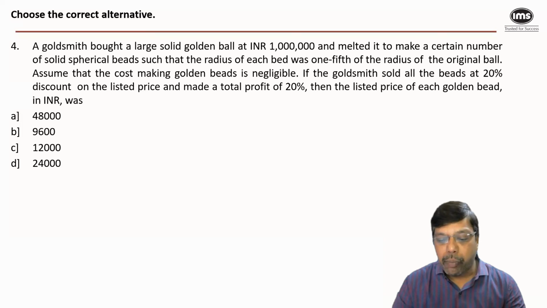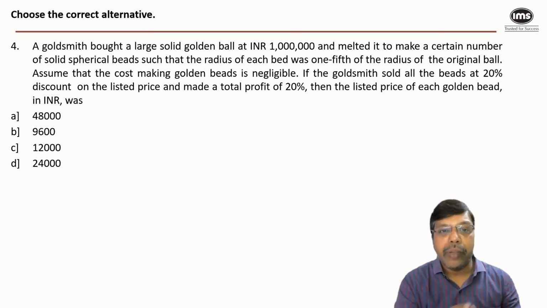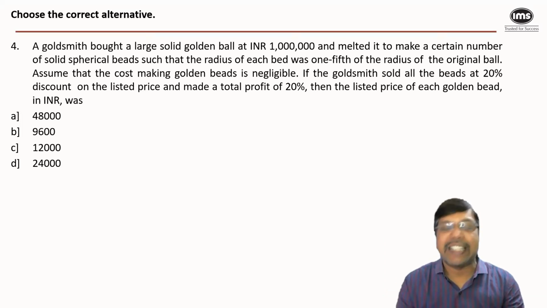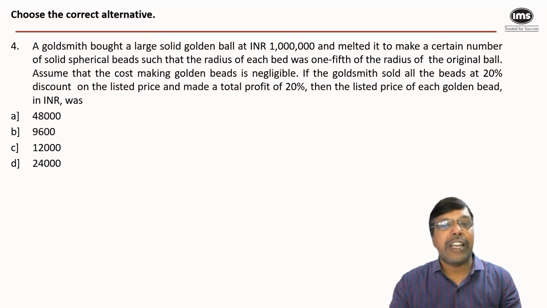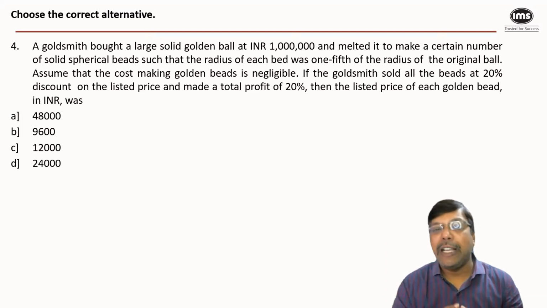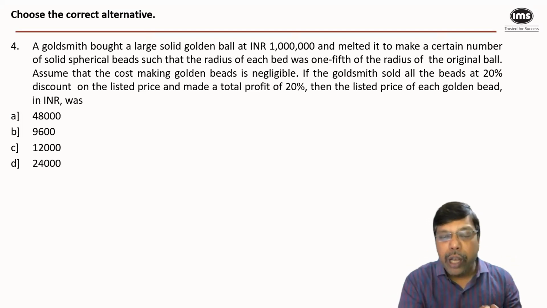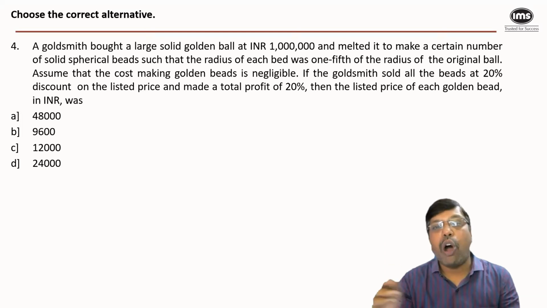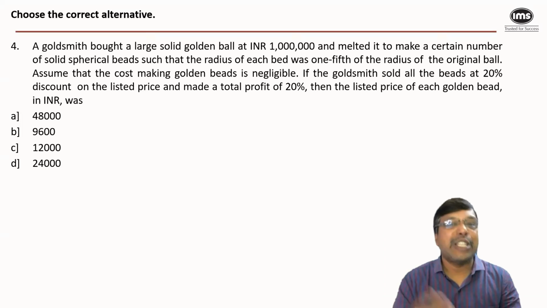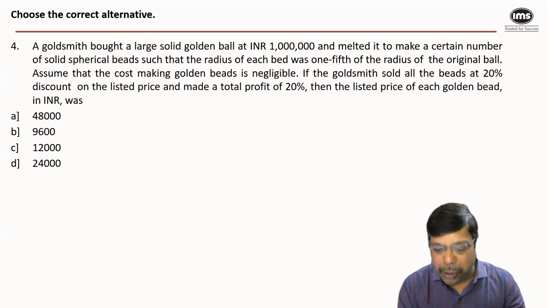A goldsmith bought a large golden ball at 10 lakh rupees, melted it to make a certain number of solid spherical beads such that the radius of each bead was 1/5 of the radius of the original ball. We have seen in multiple questions in mensuration that when a large ball is melted into smaller spherical balls, what remains unchanged is the volume. So let's use that property.